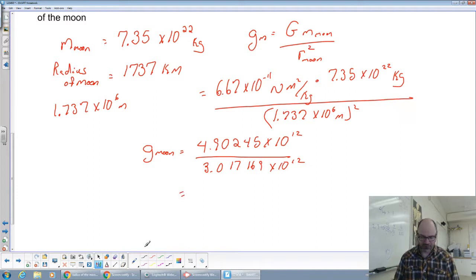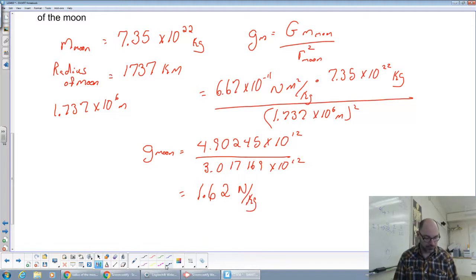Okay, so if we divide those two together, your gravitational field strength on the moon would be 4.90245 times 10 to the 12, divided by 3.017169 times 10 to the 12. Okay, those will give us 1.624, or 1.62 newtons per kilogram.